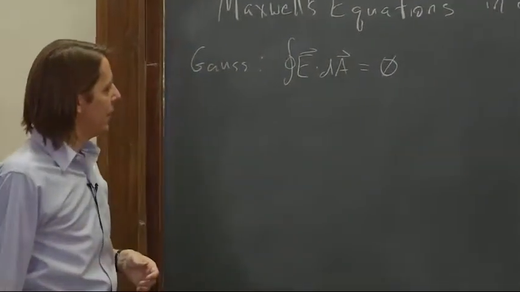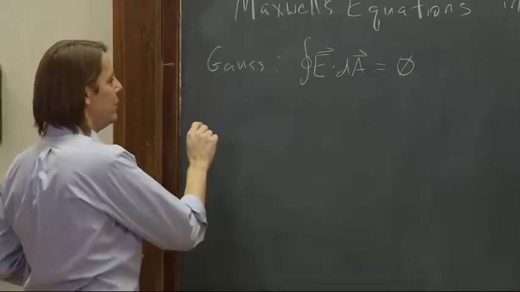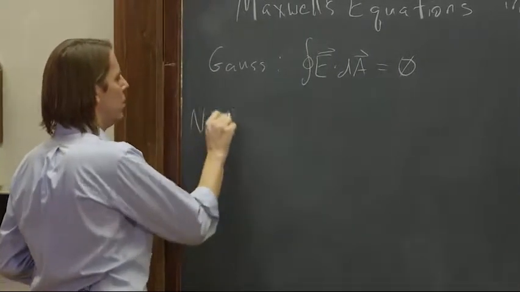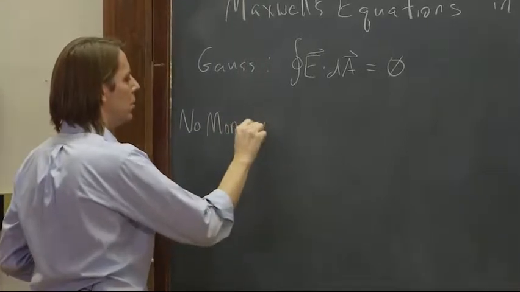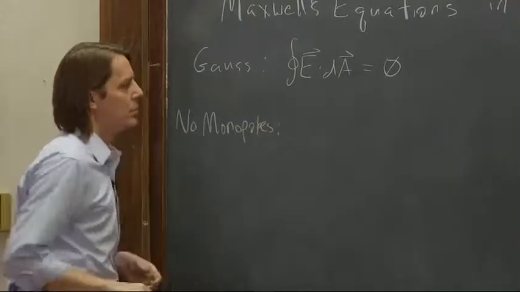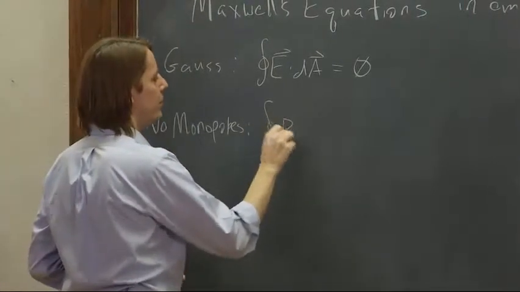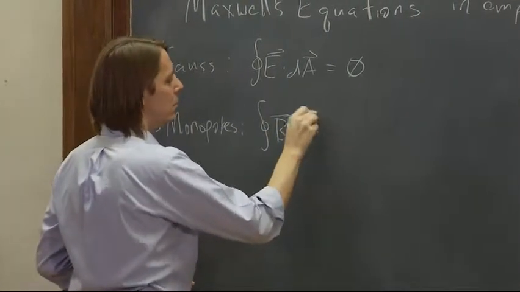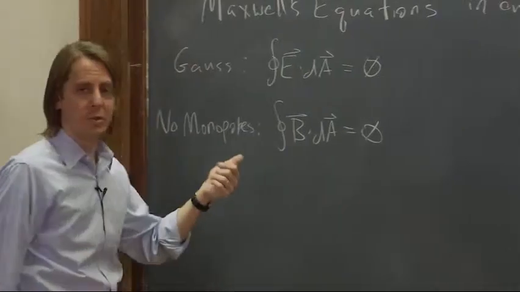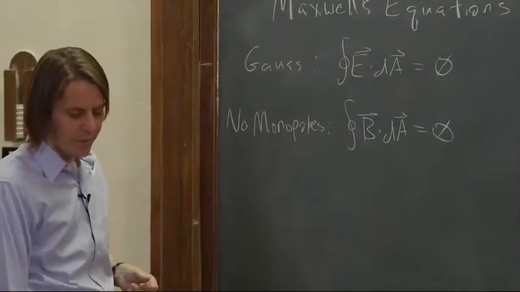All right. And then let's see, there is the no monopoles law, which I like to sometimes call Cabrero's law, and it says that the integral around a closed surface of the B field equals 0. And that one really does equal 0 because there's no magnetic monopoles.